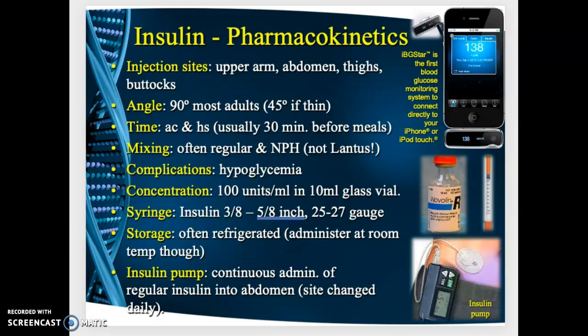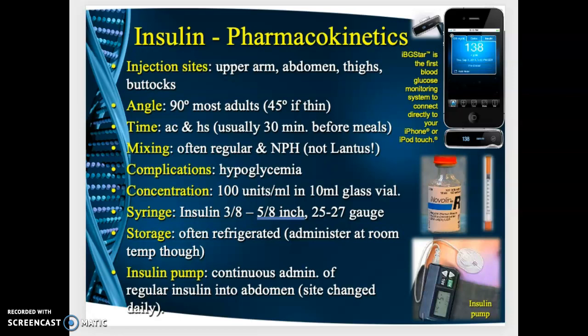These are the things I want you to know about insulin, and you guys know these. The normal sites that we inject insulin would be the upper arm or the back of the arm, the abdomen, as long as it's 2 inches away from the umbilicus, the thighs, and the buttocks. And these are the most common sites. The angle that we usually use for insulin is a 90-degree angle for most adults. If the patient's really, really thin, we can use a 45-degree angle.